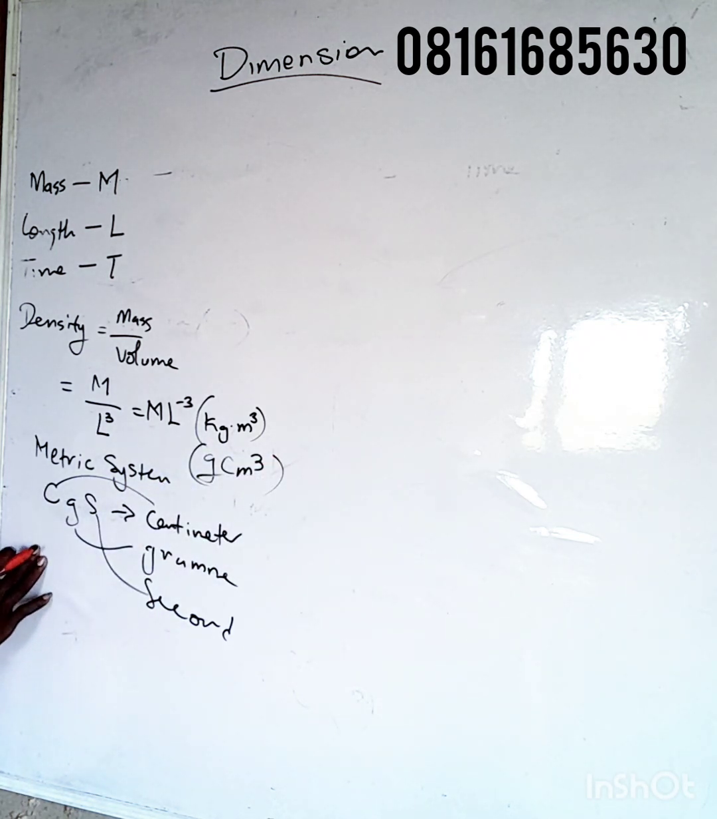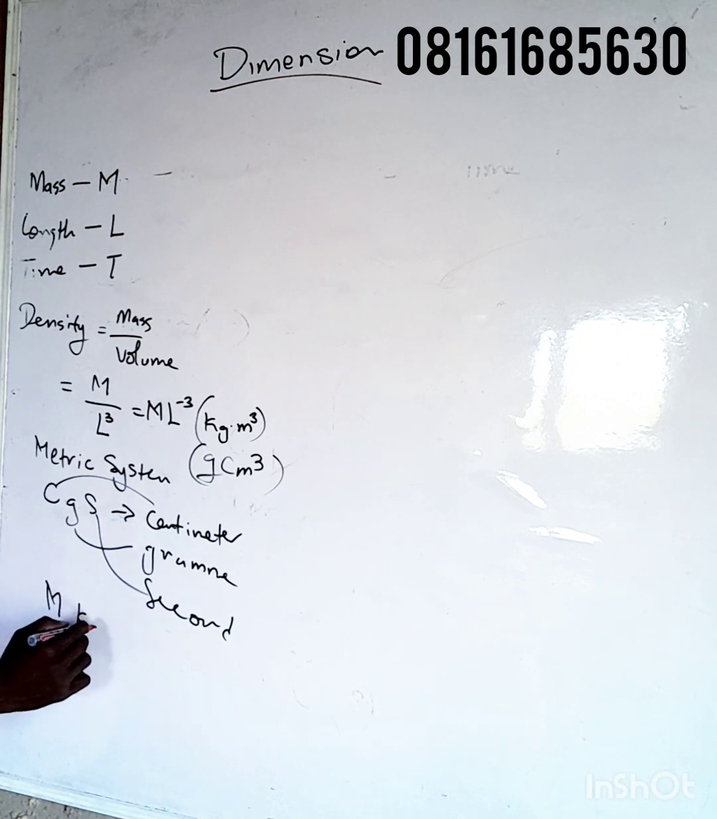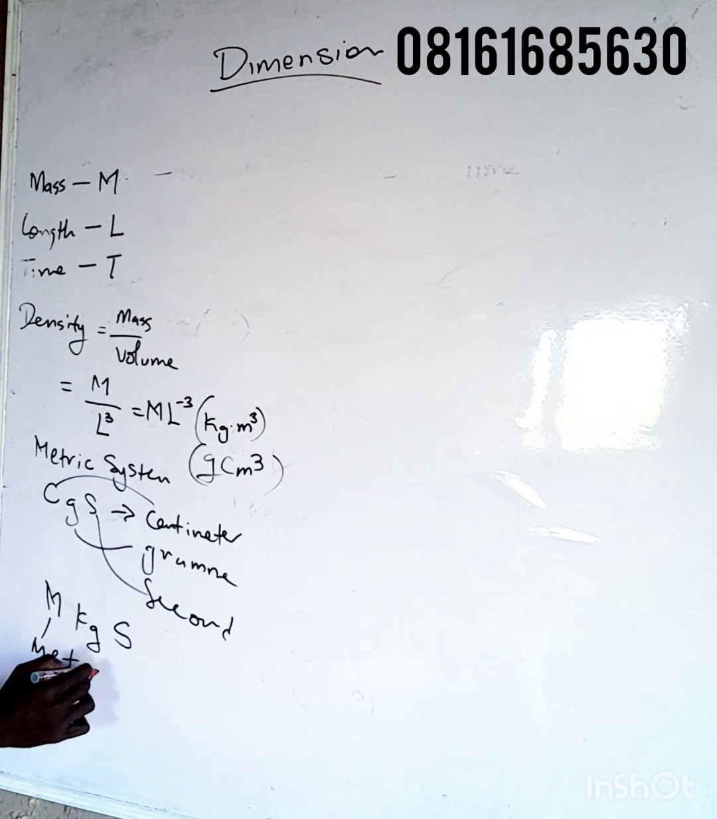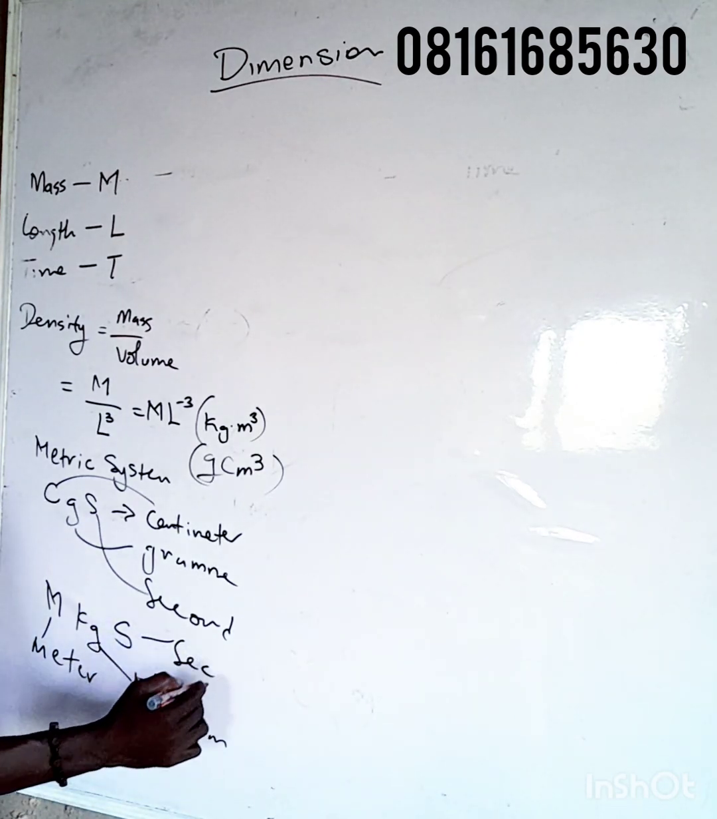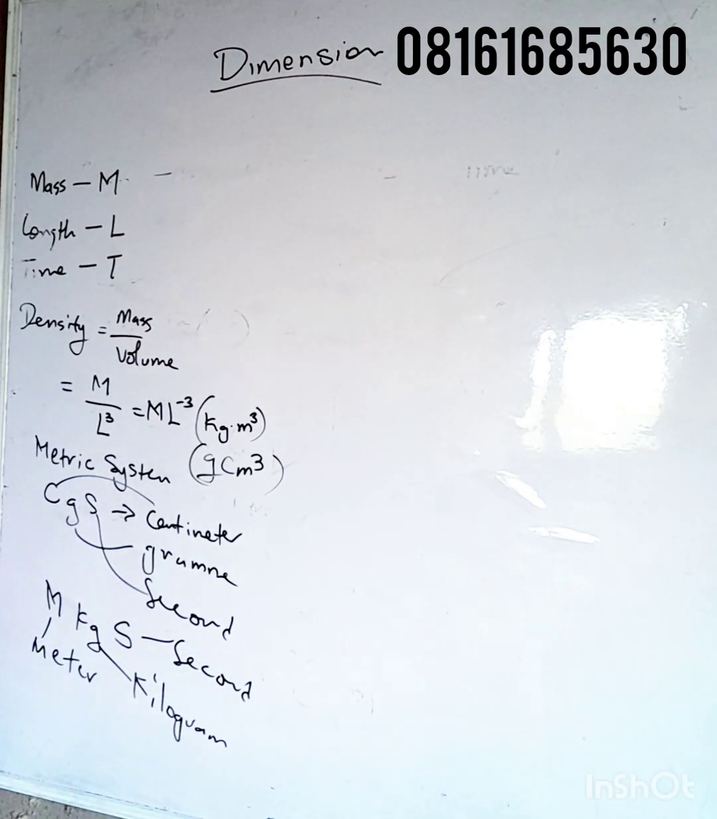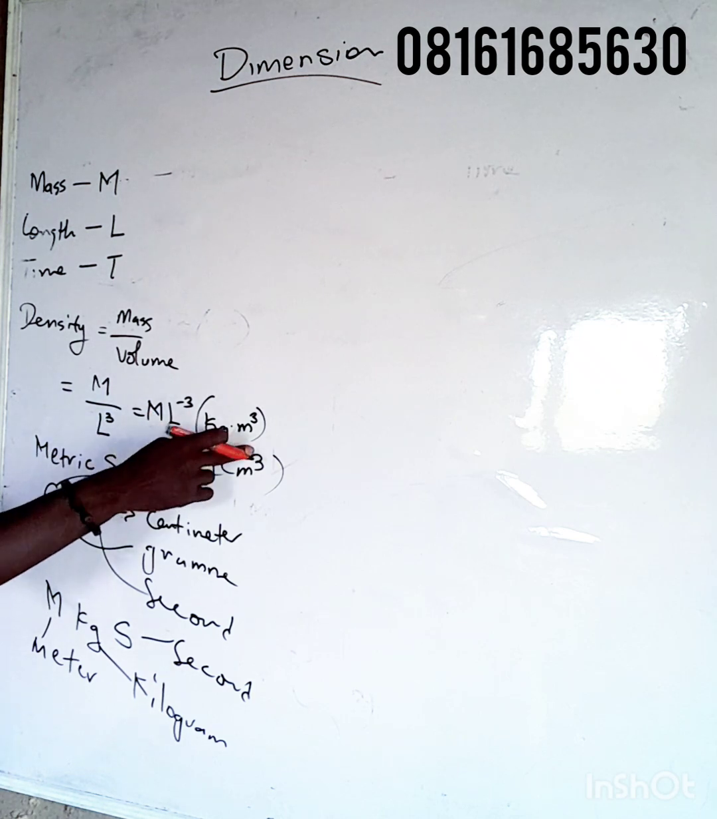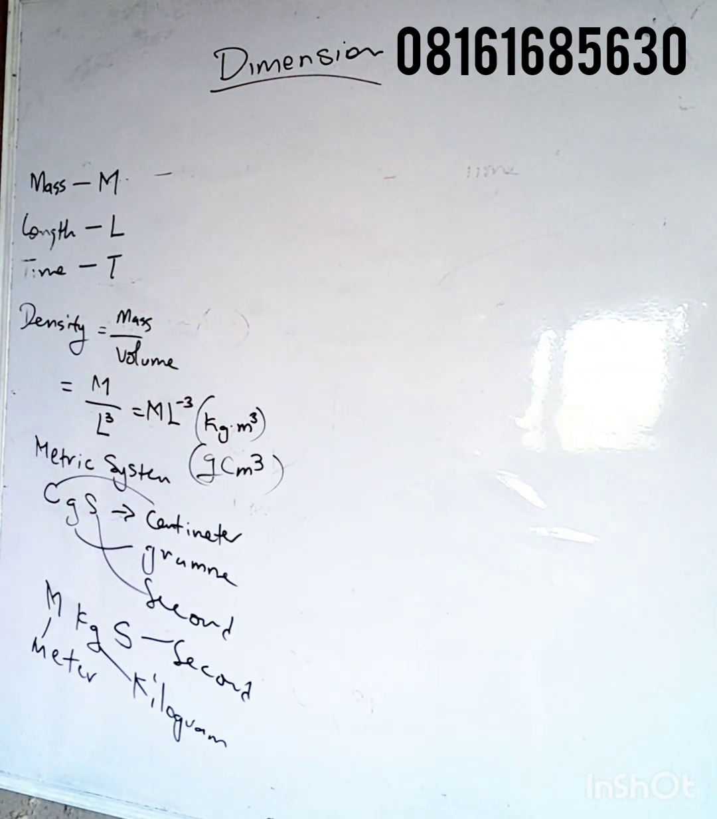So if you are using meter, kilogram, seconds, this one represents meter, this one represents kilogram, while this one represents seconds. Hope you understand the point now. That is another metric system. So if you are using this one now, then you have what you call kilogram per meter cube. Can you see that one? These are the metric systems. Can I continue? Yes, sir. Okay.